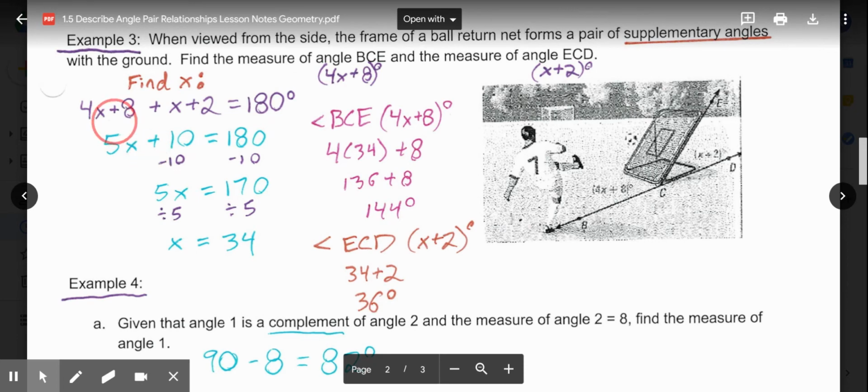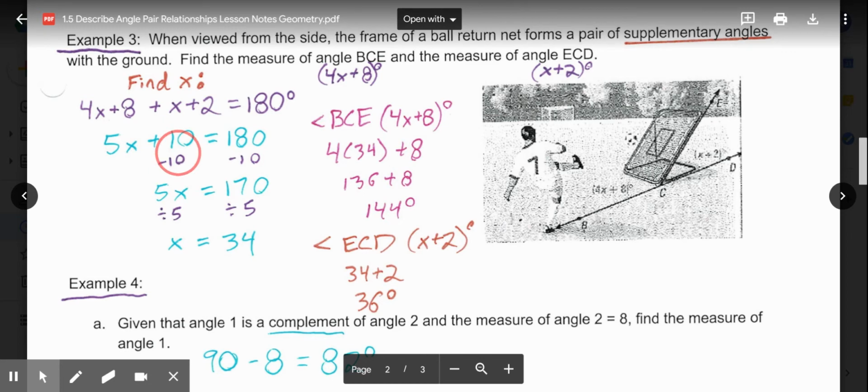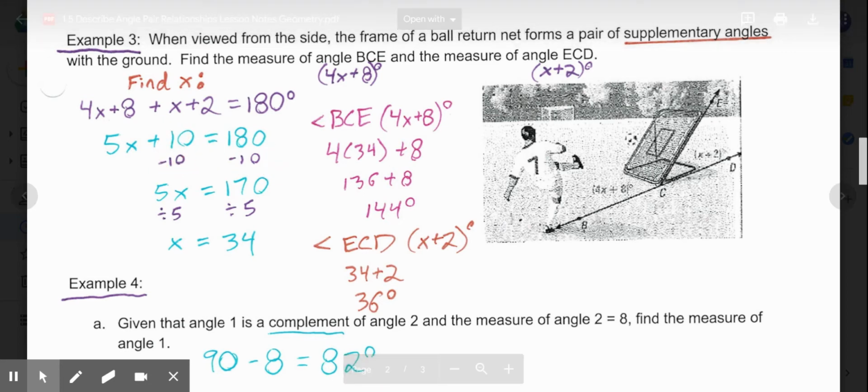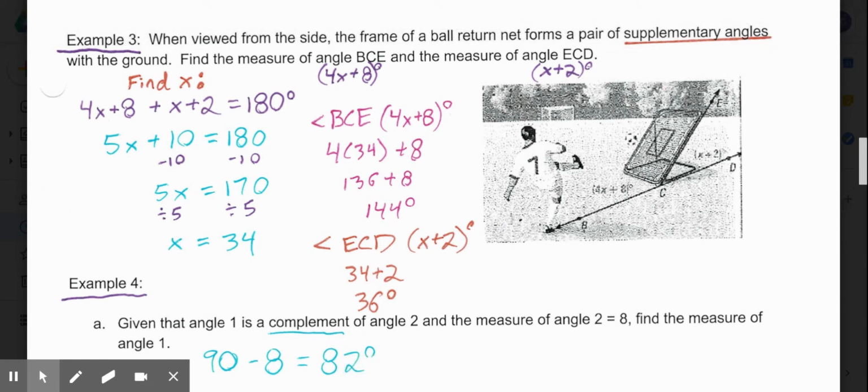Then combine like terms. 4x plus x is 5x, 8 and 2 is 10. So 5x plus 10 equals 180. Solve for x, so we subtract 10 on each side. Then we're left with 5x equals 170. Divide both sides by 5, and x equals 34. So then we have our variable of x being 34.